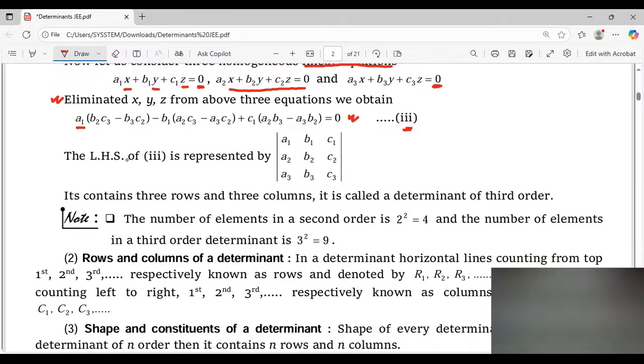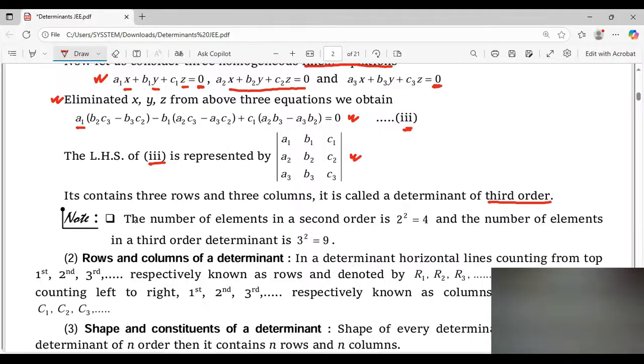So let's see here, the LHS of this is represented by writing down the coefficients of each equation. A1, B1, C1 are the coefficients of equation number 1. A2, B2, C2 are the coefficients of equation number 2, and A3, B3, C3 are the coefficients of equation number 3 of x, y, z respectively. Hope that there is no problem to understand. It contains three rows and three columns. It is called a determinant of third order.